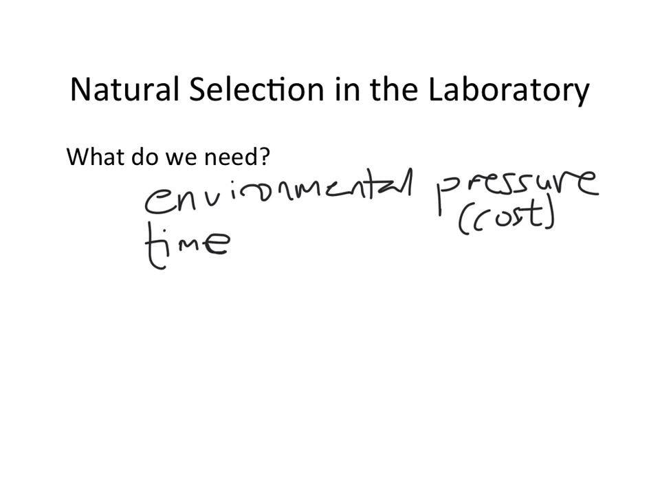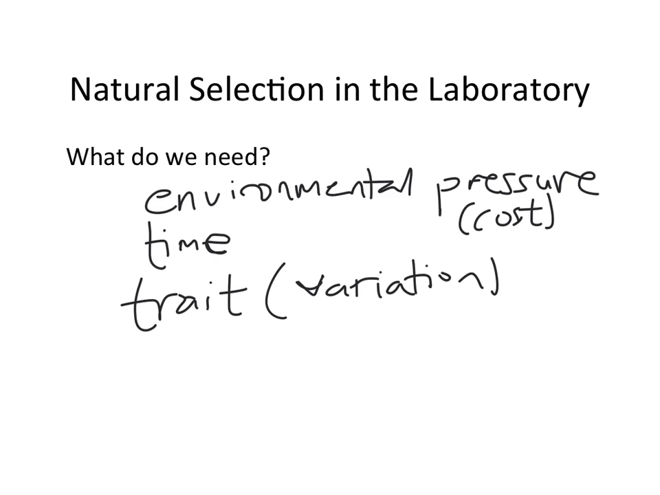The trait of interest. So we need to have a trait. We need to have variation in the trait. So hopefully this starts sounding a little bit more familiar. So if we have variation in a trait, what else do we need? We need inheritance. So now hopefully this is starting to ring a bell. We've got variation, so we've got differences between individuals. Those differences have to be inherited. So we need heritability or inheritance of the traits.